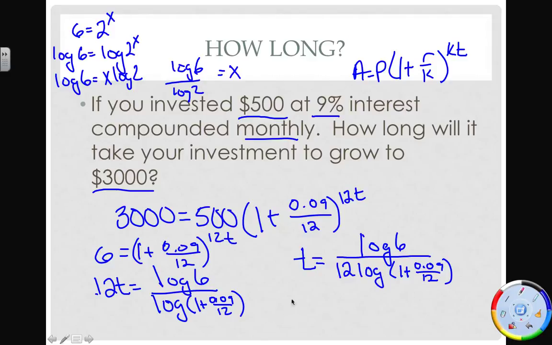And what you'll notice here is I have not plugged anything into my calculator yet. That's handy because it means you haven't done any rounding yet either. So now you have stuff you can plug into your calculator. Do it, see if you get the same answer as me. So log 6 divided by 12. Be careful here, put the denominator into parentheses or you're going to get the wrong answer. So 12 log of 1 plus 0.09 divided by 12.